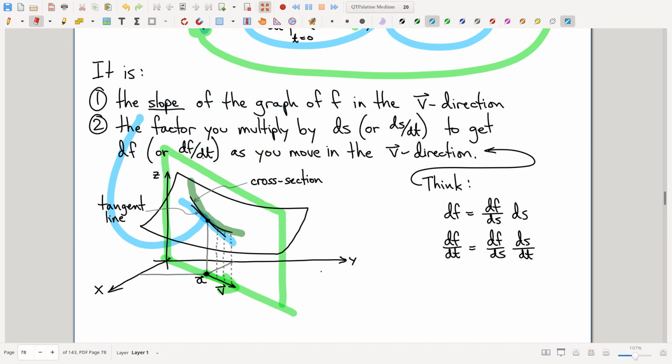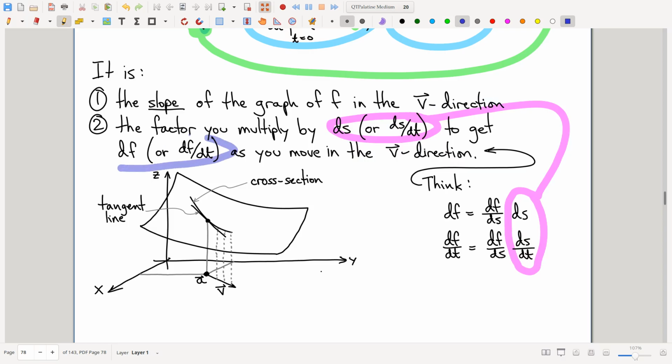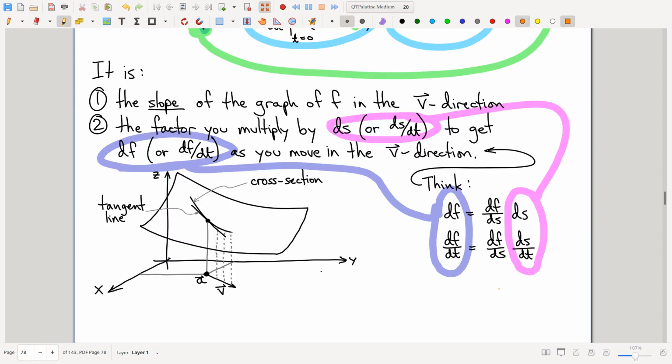But let's talk about this multiplicative factor thing. What do you think we ought to call the thing that we multiply by ds? Well, let me circle this better. The thing that I multiply by ds or ds dt to get df or df dt, right? I mean, what's the name? What would be a handy notation for that?